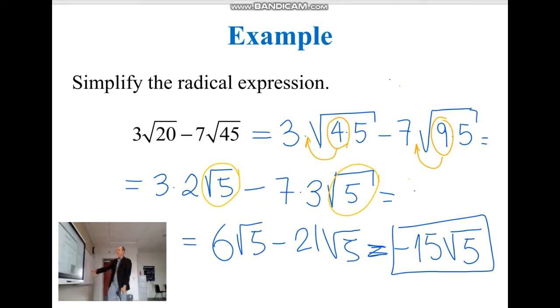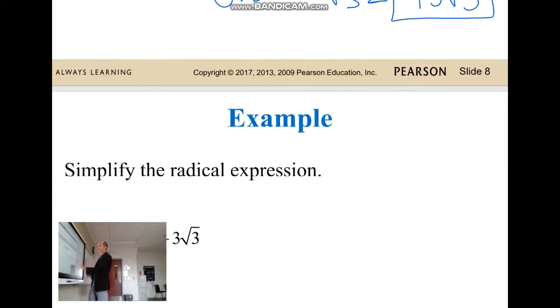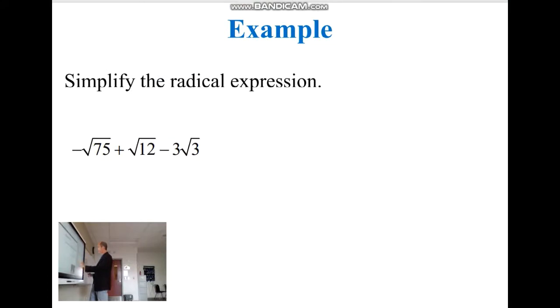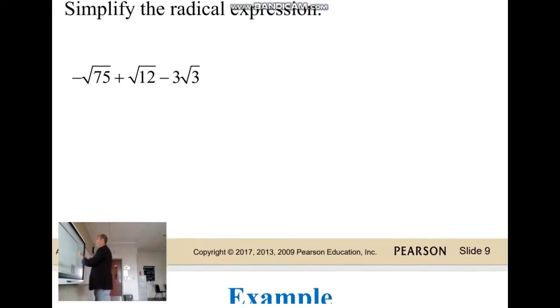This is the result, the simplification of this radical expression. Another example, and we have another example here. Simplify the radical expression: negative square root of 75 plus square root of 12 minus 3 square root of 3. Let me get more space here. Let's move this a little bit up.